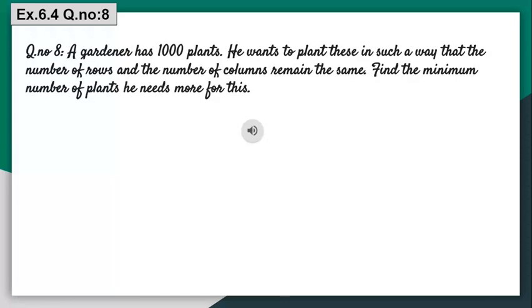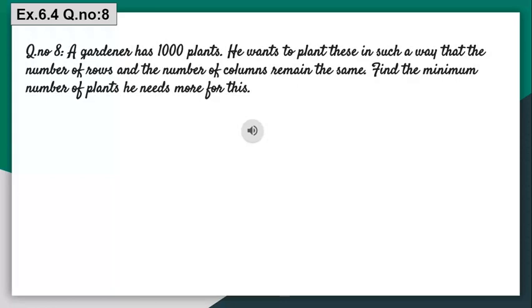So the given number is not the same. So we need some more numbers to do the same. The question is, what number should be added with the given number? You will get a perfect square. Remember question number 5, isn't it?